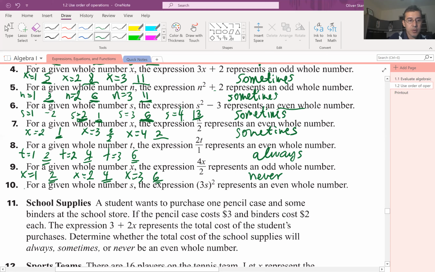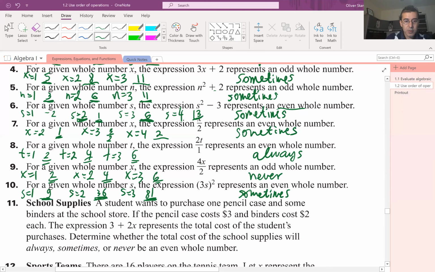Okay? For number 10, for a given whole number s, the expression (3s) squared represents an even whole number. So let's try a couple. S equals 1. We're going to get 3 times 1 is 3. 3 squared is 3 times 3, which is 9. For s is 2, we get 3 times 2 is 6. 6 squared is 6 times 6, or 36. And then let's try one more. S is 3. 3 times 3 is 9. 9 squared is 81. So sometimes it's even, right? Because sometimes it's odd. So even, sometimes.